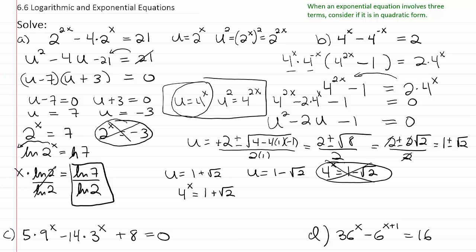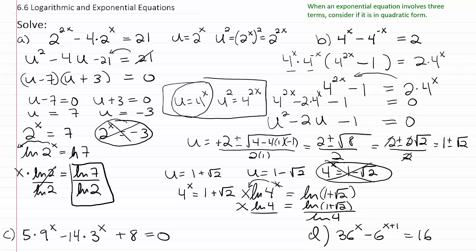We can solve that by taking the ln of both sides. So we'll end up having ln of 4 to the x is equal to ln of 1 plus the square root of 2. And then the x can come out in front, multiplying here. So we'll end up having that x ln of 4 is equal to ln of 1 plus the square root of 2. And finally, divide both sides by ln of 4 to finish.